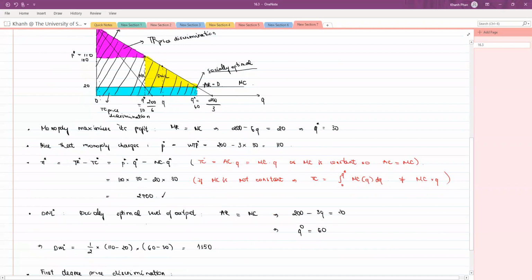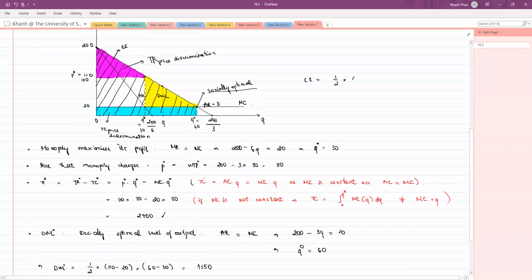So before price discrimination, this top triangle is the consumer surplus. Over here, consumer surplus is half times the triangle's height, which is 200 minus 110, and the horizontal is just Q star, which is 30. So that is 90 times 30, which is 2,700, and half of that is 1,350. Okay, so that's the consumer surplus before.